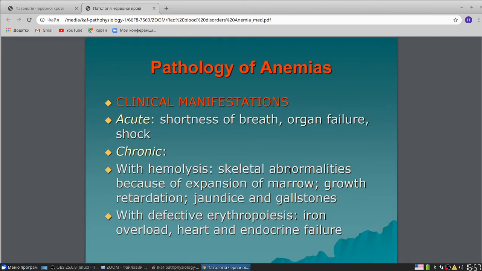Pathology of anemia. All types of anemia have some similar clinical manifestations. In acute anemia, it will be shortness of breath, organ failure, and hypovolemic shock. In chronic anemia with hemolysis, it can be skeletal abnormalities because of expansion of bone marrow, growth retardation, jaundice, and formation of gallstones. With defective erythropoiesis, iron overload, heart and endocrine failure.